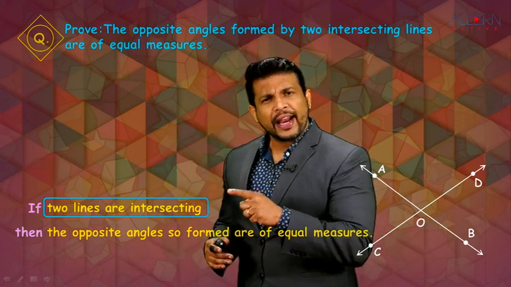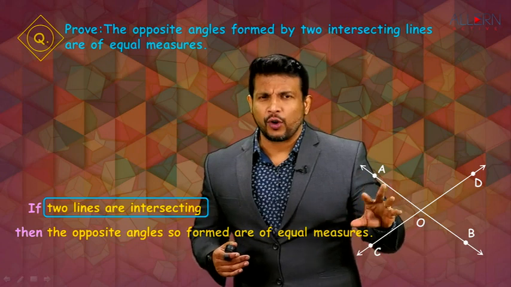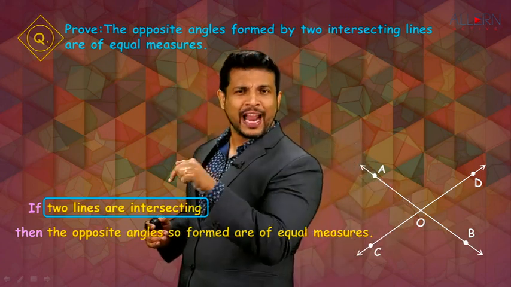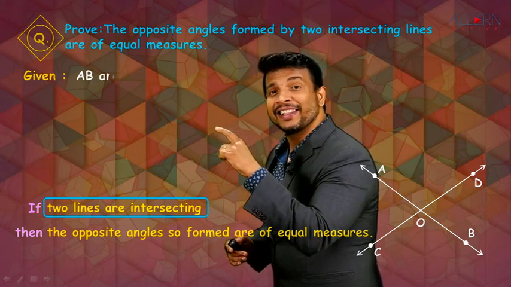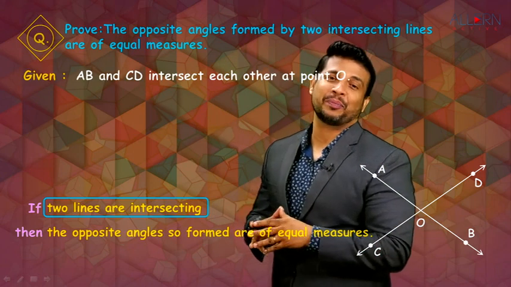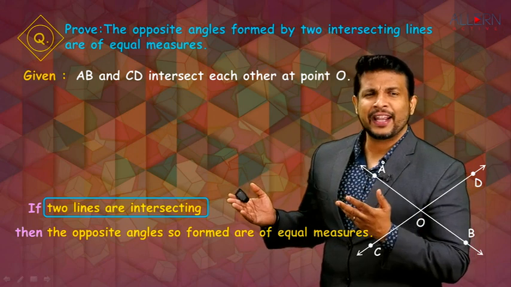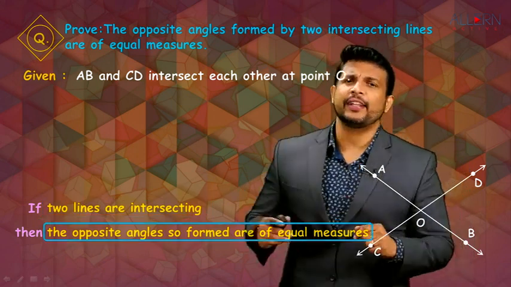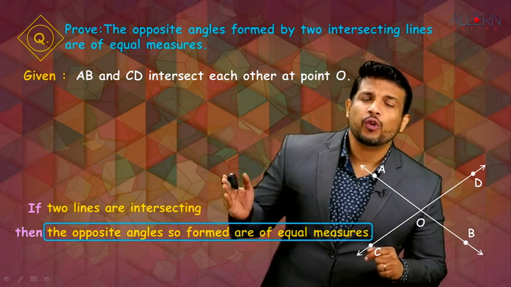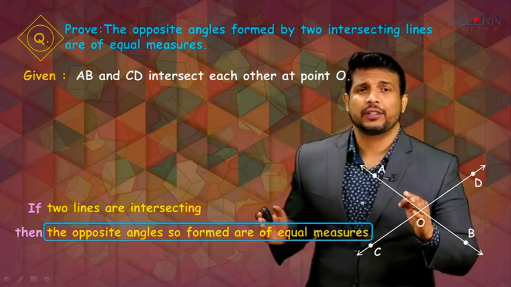So that is what we write in the given. Whatever we have drawn is something which we write as a given, because that is nothing but the antecedent. So we write there, lines AB and CD intersect each other at point O. It's so simple, very easy, right? Now whatever follows then, that is what we are supposed to prove. Let's understand that. Opposite angles so formed are of equal measures.